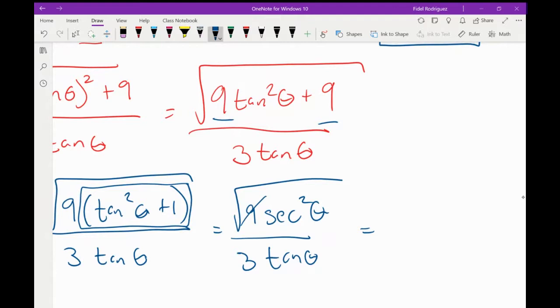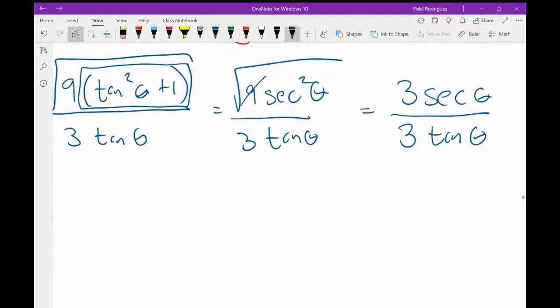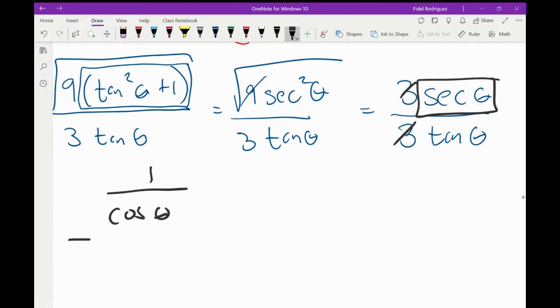Okay. Now remember, square root of 9 is 3. The square root of secant squared is just secant theta. Okay. What's going to happen to those 3s? Cancel out. Okay. So let's do it like this. Guys, the way I would think about secant, I would think about it as 1 over cosine. Okay. What fraction allows me to rewrite tangent theta? Very good. Sine over cosine. Perfect.